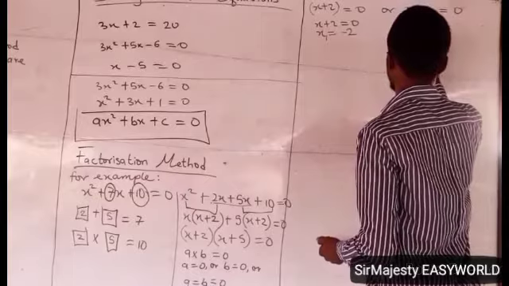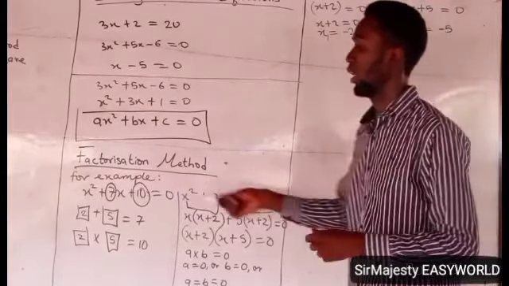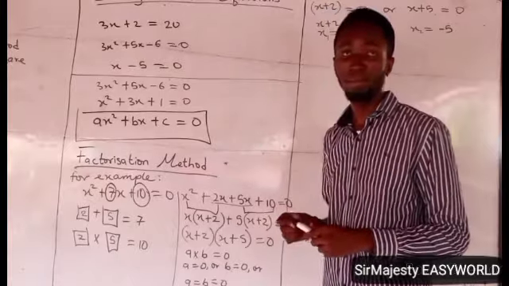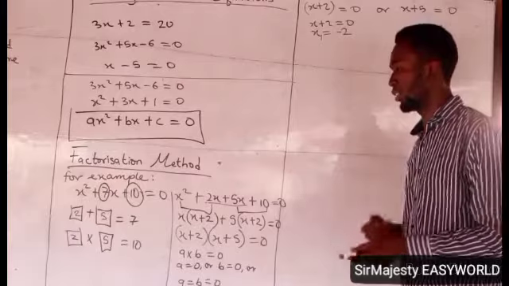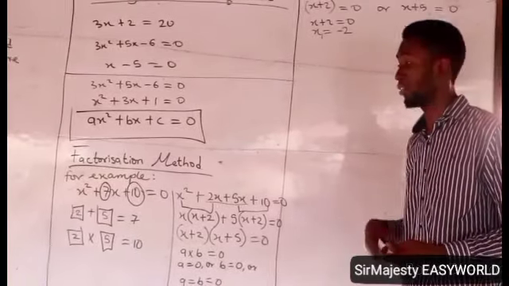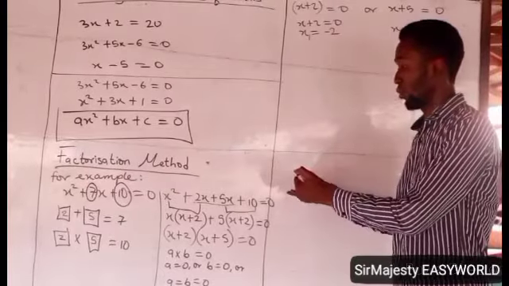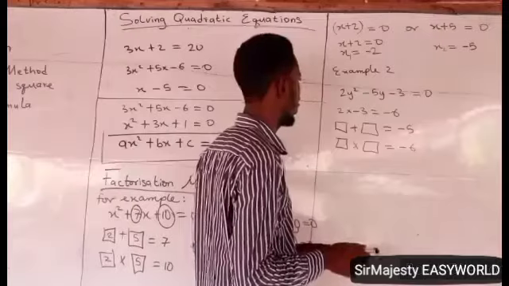And these two values can be said to be the roots of the given equation, x squared plus 7x plus 10. And that is how we use the factorization method. Now when you practice this, eventually you get very good at it, and you get faster. And you won't have to take so much time in doing it. So we are going to do another example.